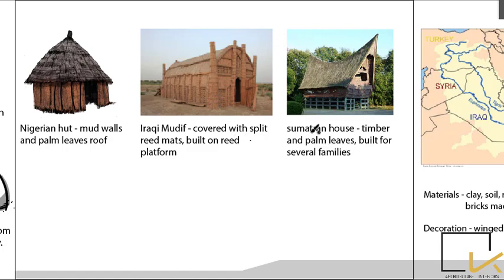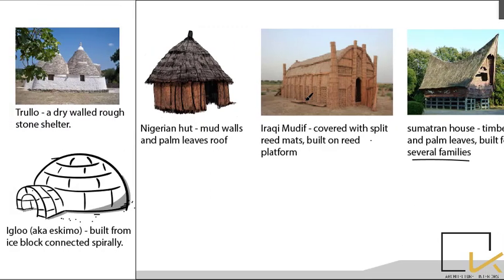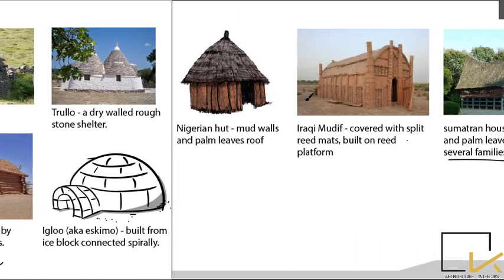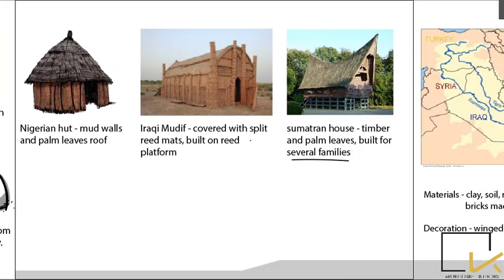Then came the Sumatran house. The Sumatran house was mainly built for several families. It's timber with a roof made of palm leaves. So first came rock caves, then the beehive hut, then the trullo, teepee, hogan, igloo, Nigerian hut, Iraqi Mudif and Sumatran house. These were the settlements that were used during prehistoric architecture.